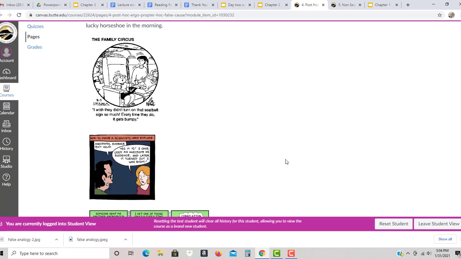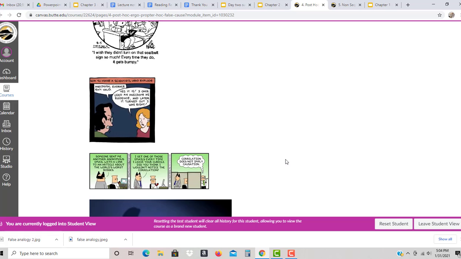How to make a scientist's head explode is our next comic strip. "Anecdotal evidence isn't valid." "Yes, it is. I once used an antidote as evidence, and later it turned out I was right." Post hoc, ergo, propter hoc.